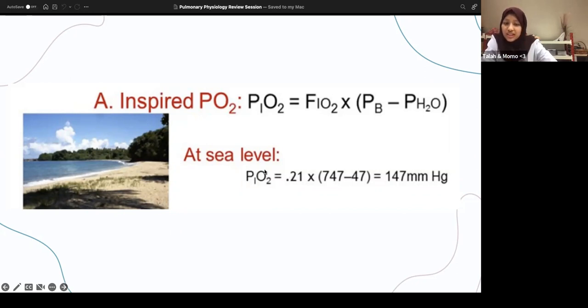The way you would calculate PiO2, the inspired oxygen, would be the fraction of oxygen in the inspired air times the difference between barometric pressure minus the water vapor pressure. Water vapor pressure is usually 47. Barometric at sea level is 747, and fractional oxygen in the air is 0.21 at sea level. So this gives 147, and you can keep that as the standard. If he doesn't give it to you, the inspired O2 at sea level is 147.